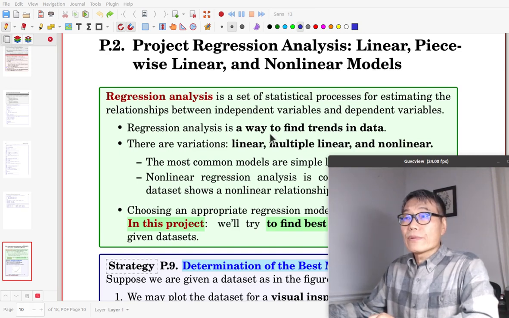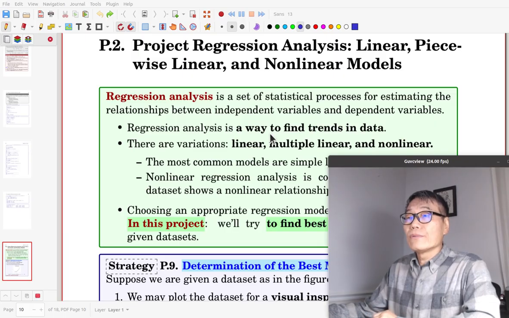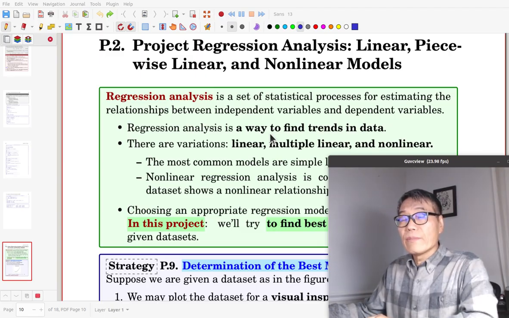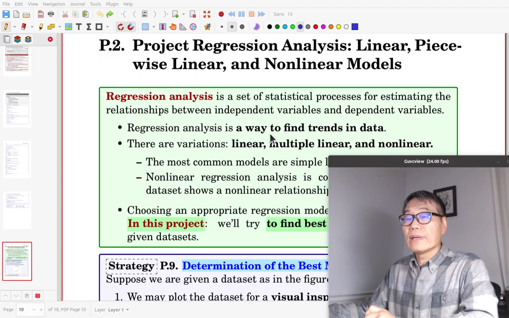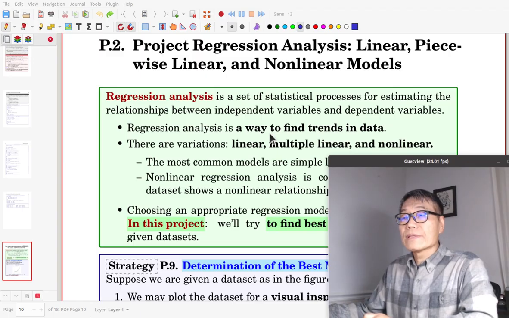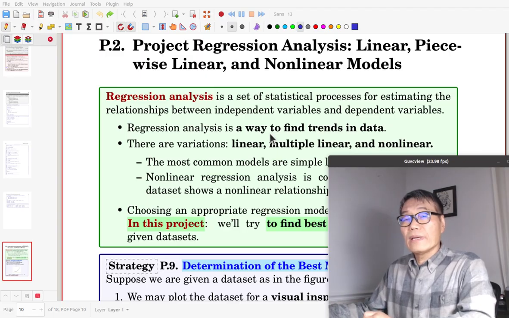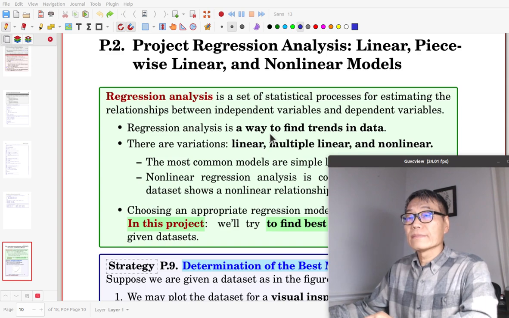The second project is about regression analysis. It is a statistical process for estimating the relationship between independent variables and dependent variables. It is a way to find trends in data. Its result is a representation for the data set.